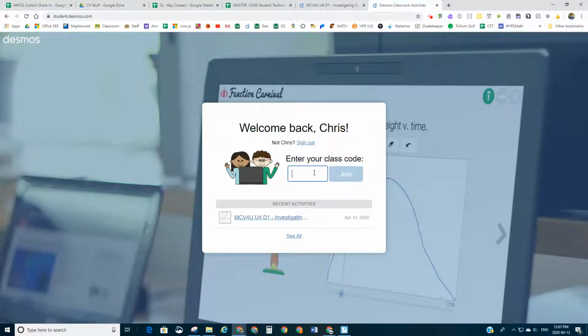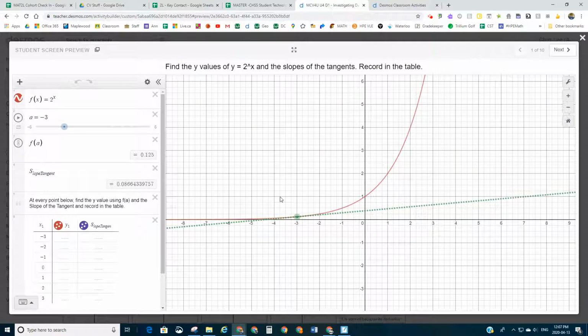But when you sign in, please sign in with your regular name so that I'll be able to see that you completed this. Don't put some joke name. Just throw in your regular name and then you'll get to this first screen. I'm just going to show you the first few steps in this first screen.